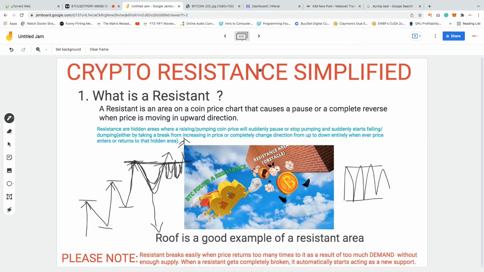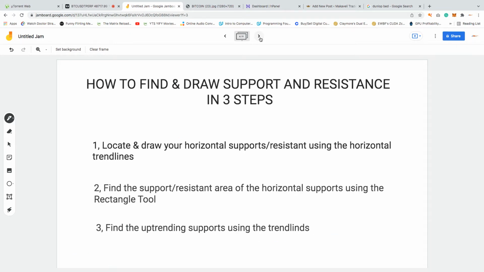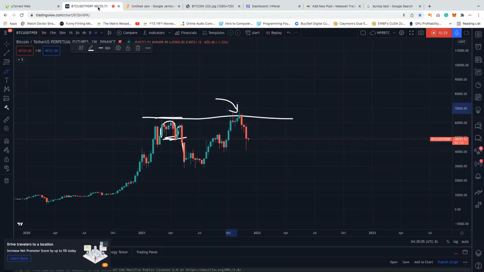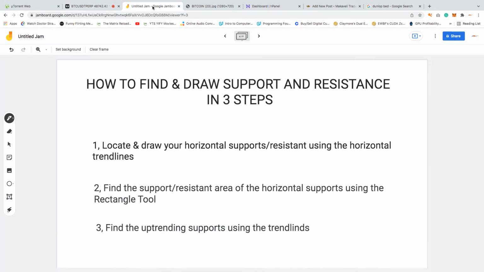In a downtrend price easily breaks support. Now we're going to head next to how to draw support and resistance. So now that we know what they are, how do we draw it? My easy step is you can draw support and resistance in three easy steps. First is locate and draw your horizontal support and resistance using the horizontal trend line.